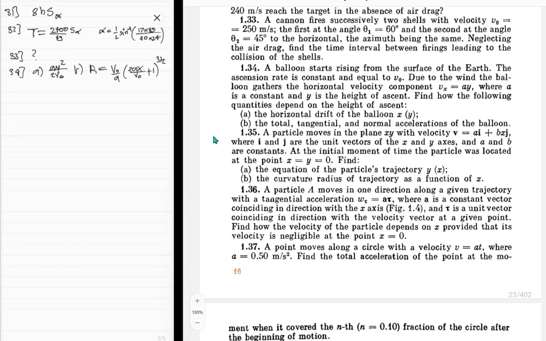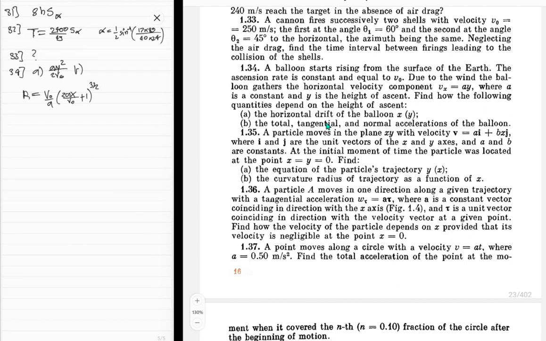Just put this as extra information. So let's do B now. What do they want? Total, tangential and normal acceleration of the... oh, so the normal acceleration we actually found out, right? What was it once again? It was sine alpha times a, right? Exactly. A was the acceleration.